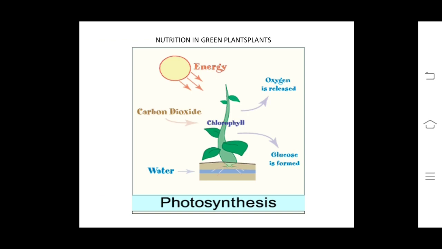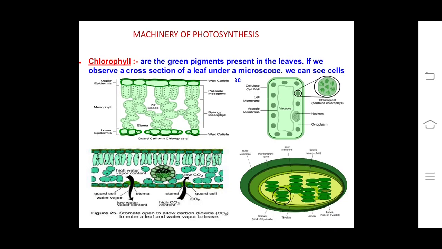A plant, sunlight, energy, then carbon dioxide from the atmosphere is taken by the plant, then water through the roots from the soil, then oxygen is released to the atmosphere again, and glucose is formed, and the glucose is stored in various parts of the plant. And the machinery, before going into the process of photosynthesis, we should know the machinery required for photosynthesis.